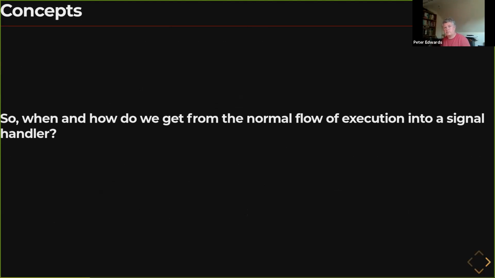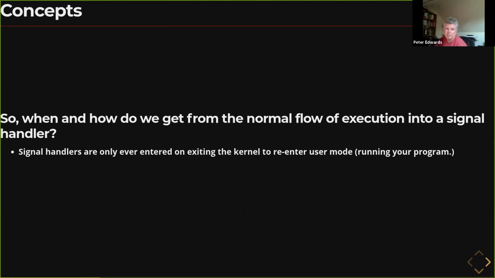The real question we want to answer is how do we get from running code in main or sitting in our pause system call to the point that we actually invoke this signal handler? One of the main things to note here is that signal handlers, for Linux, are only ever delivered to the process when we're returning from kernel into user mode. When you enter a system call, the kernel does whatever the system call does, and then it returns back into user mode. And at that point, it checks for signals.